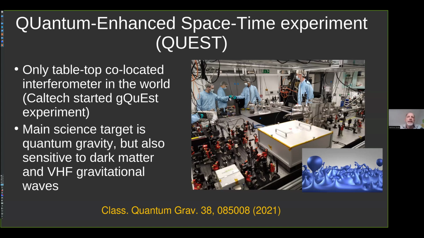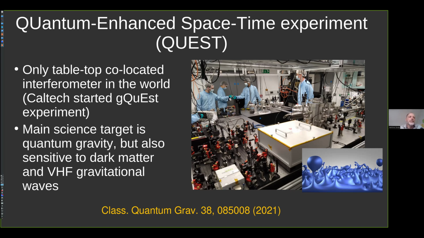But then we started in Cardiff in 2018-19 the QUEST experiment, the quantum enhanced spacetime experiment, that takes this idea to the tabletop scale. While you lose some sensitivity if the experiment is smaller, we gain the flexibility of a tabletop. And we also compensate for less sensitivity with advanced technologies like higher power and squeezed light, so that in the end we can be more sensitive than the holometer and also more flexible in terms of modifying the experiment.